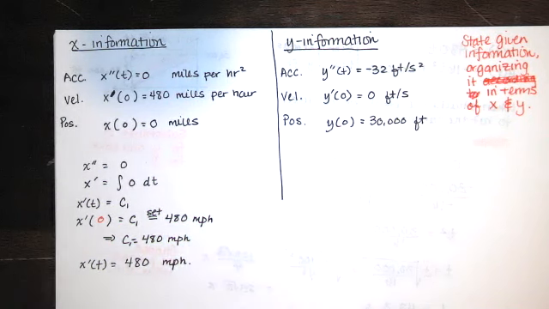And I think that makes sense. If we're not accelerating in the x direction at all, we're not speeding up or slowing down in the x direction at all, we start out going 480 miles per hour, we should continue to go 480 miles per hour.